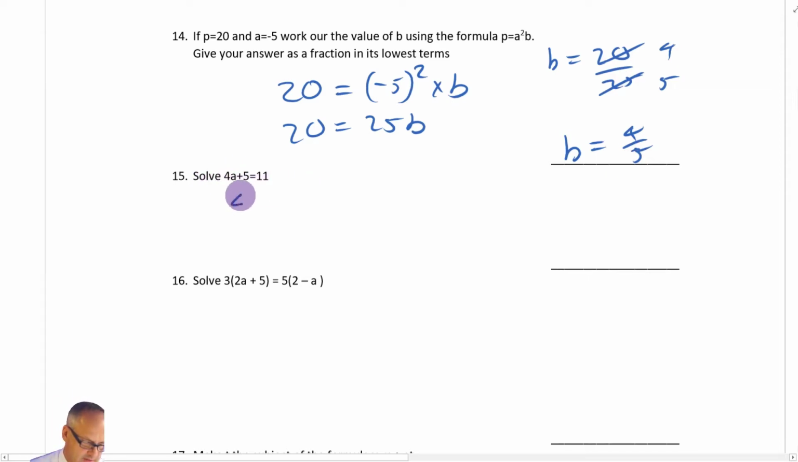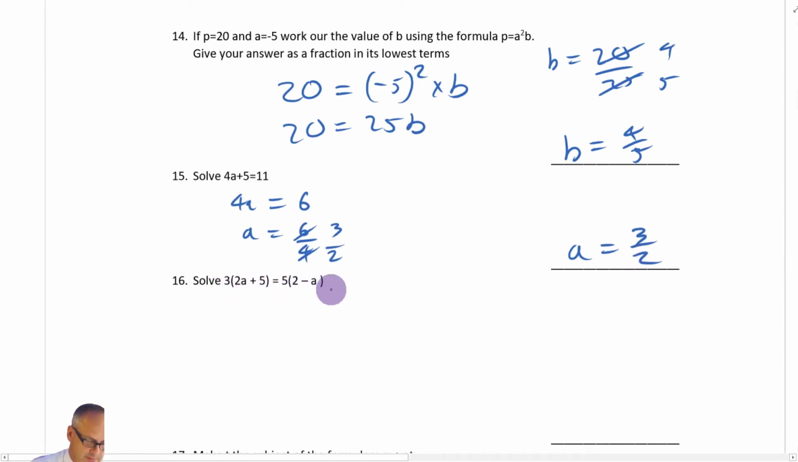4a plus 5 equals 11, so take away 5 from this side, we're just left with 4a. Take 5 away from this side and we're left with 6. Divide by 4, we get 6/4. Now it doesn't say we have to simplify it, but if you press equals on your calculator, it will cancel that down because 2 goes into that 3 times, 2 goes into that 2 times. So a will equal 3/2.